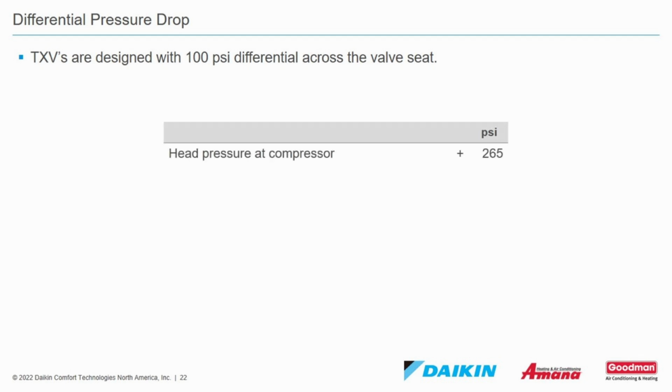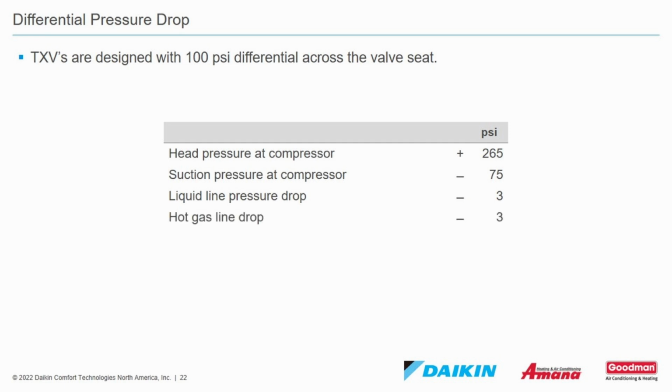So let's start with a head pressure of 265 psi. And then we'll subtract the suction pressure at the compressor of 75 psi, and then the liquid line pressure drop of 3 psi, the hot gas line pressure drop, 3 psi, and the pressure drop through the coils, 20 psi. So the total pressure drop across the TXV is 164 psi.